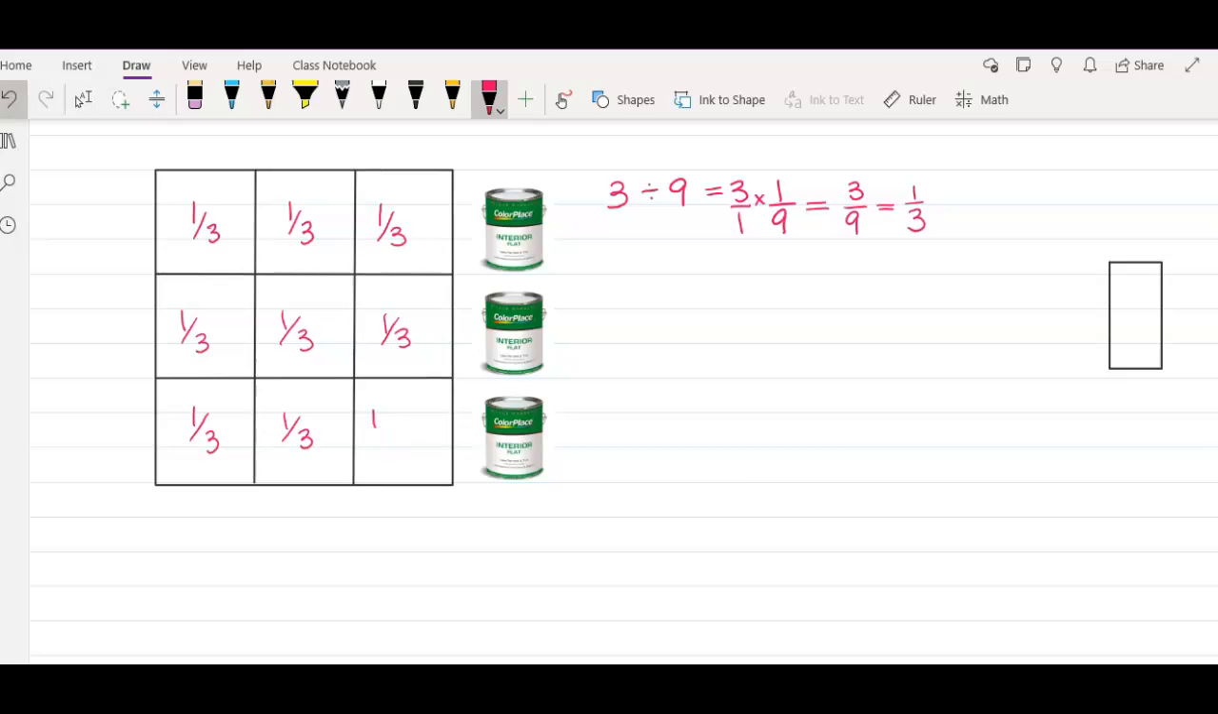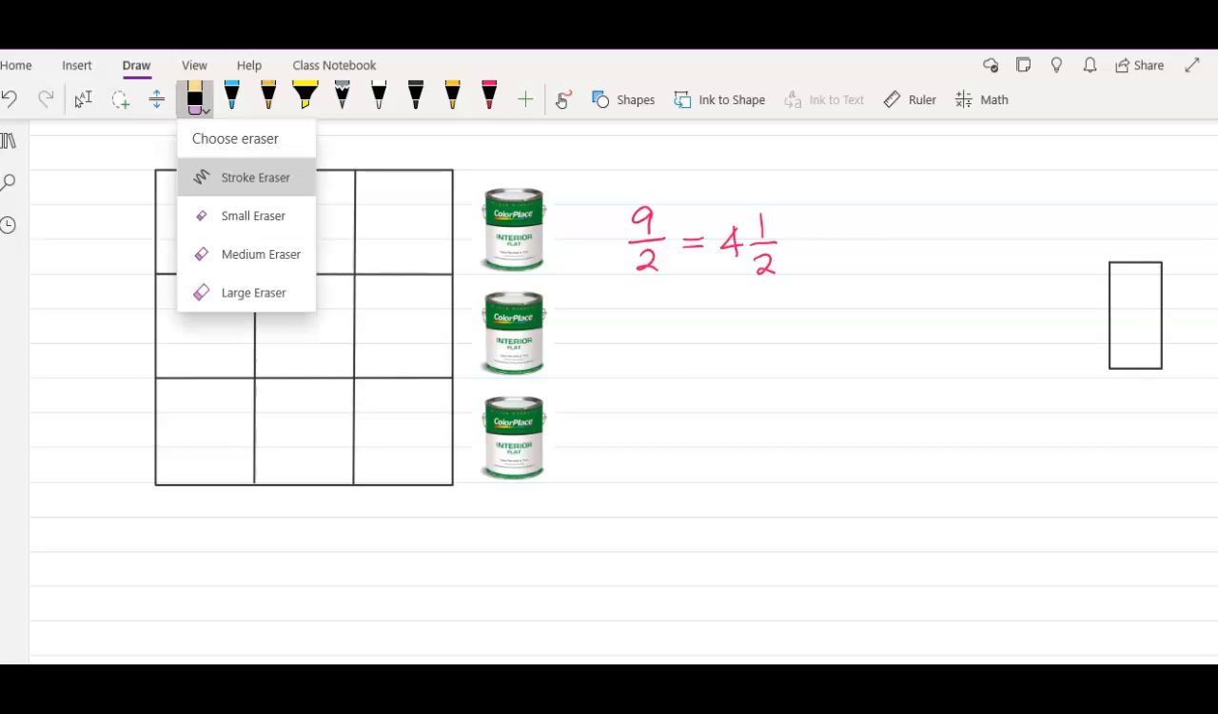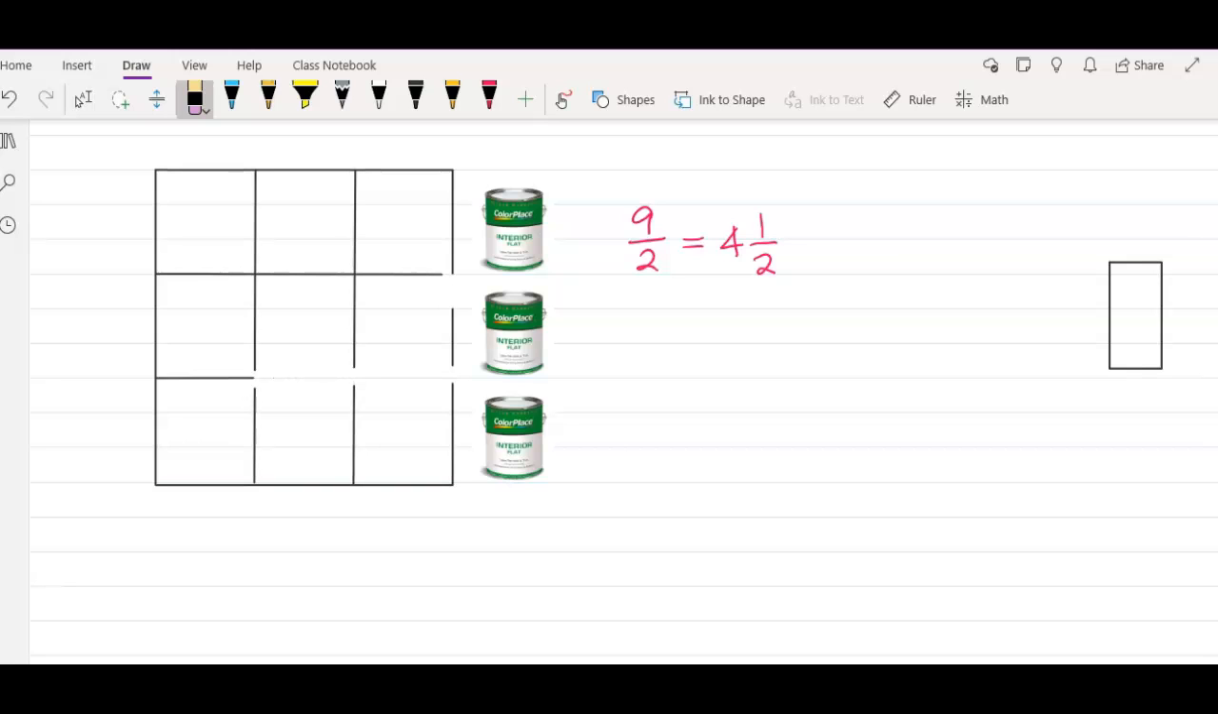But unfortunately, that's not exactly the problem we're dealing with today. The problem we're looking at calls for 4.5 square yards. It calls for 9 halves. That's an improper fraction. When we make it a mixed number, we get 4 1/2. So let's go ahead and instead look at just 4 boxes. So we're going to get rid of some of these boxes first.